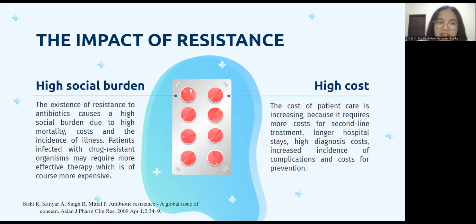Antibiotic resistance causes a lot of impact. Two of them, such as the high social burden. The existence of resistance to antibiotics causes a high social burden due to high mortality, cost, and the incidence of illness. The other impact is high cost. The cost of patient care is increasing because it requires more cost for second-line treatment, longer hospital stay, high diagnosis cost, and increased incidence of complication and cost for prevention. So that is for me.